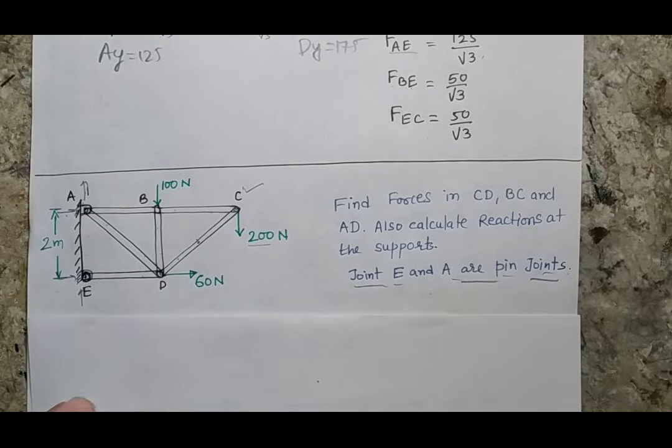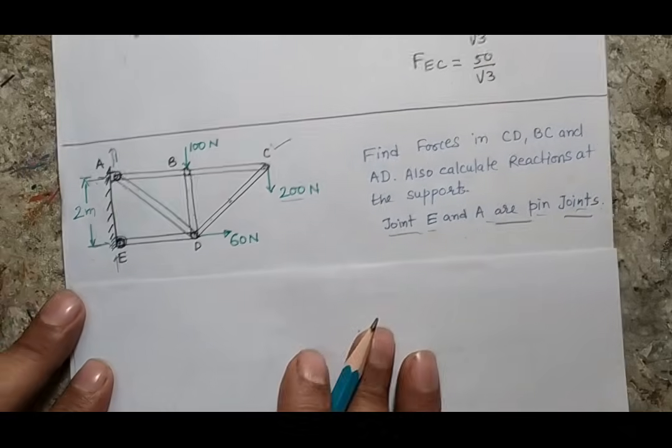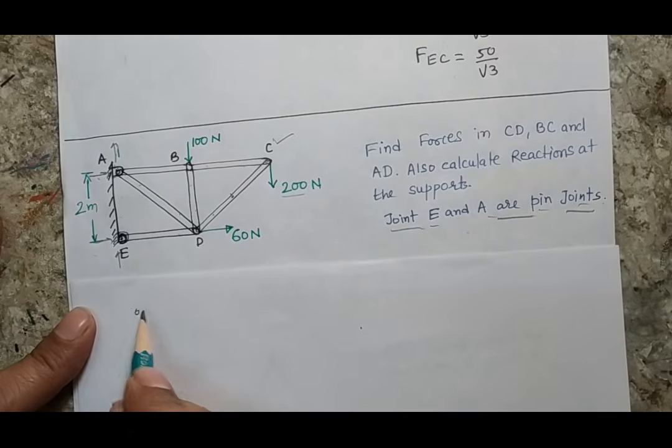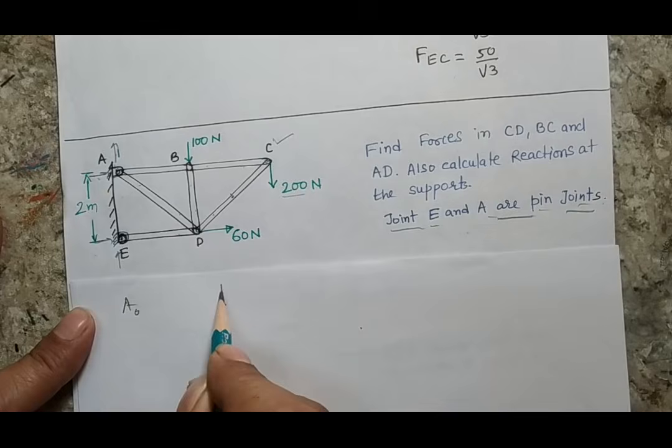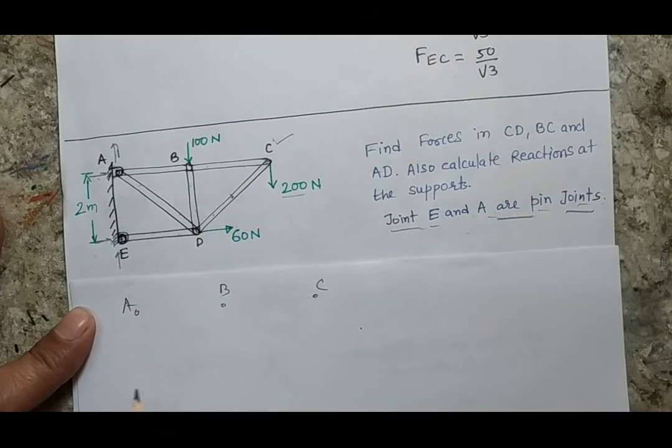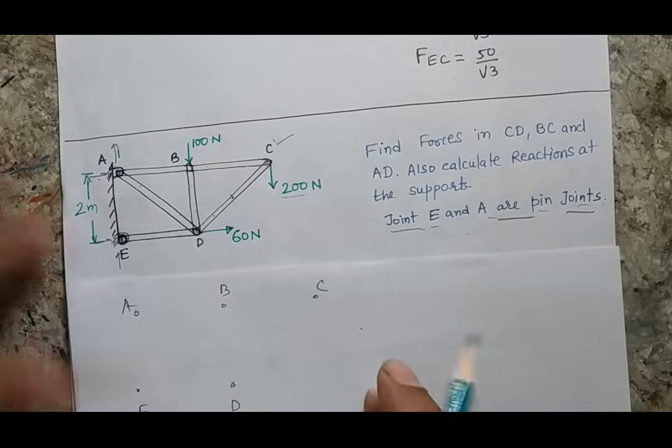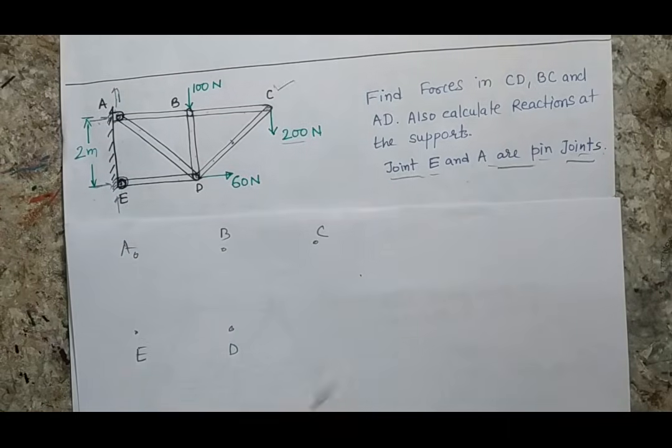So now again I have to make the free body diagram of all the points, and we know there is one point which is A, the second point is B, the third point is C, the fourth point is E, and the fifth point is D. Now let's make the free body diagram of all the points.